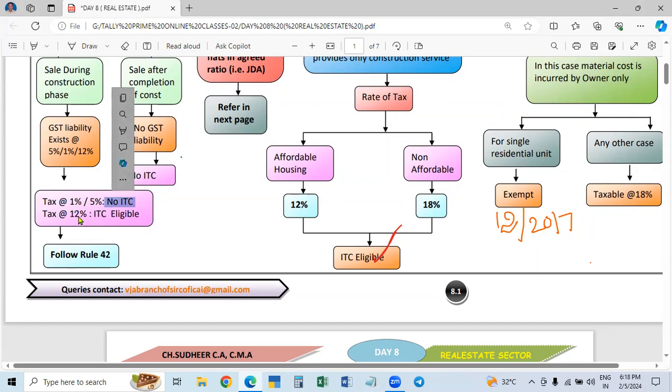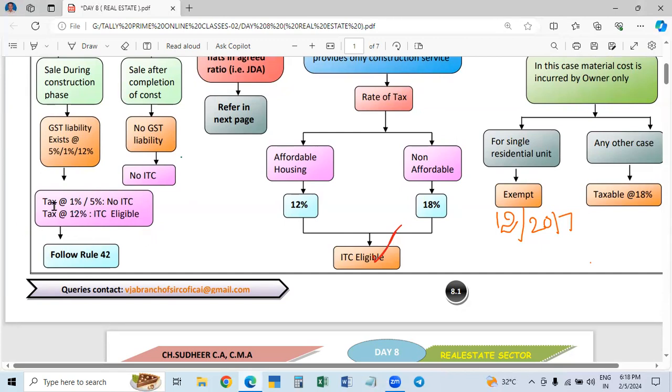I told you the net rate: total 18% minus 1/3 for land. That's why 12% is the rate for commercial real estate, commercial shops. So it is the full rate, that is why it is the full rate of 18%. For the land, the 1/3 land value is reduced. Since the rate is full, the builder is eligible for ITC.